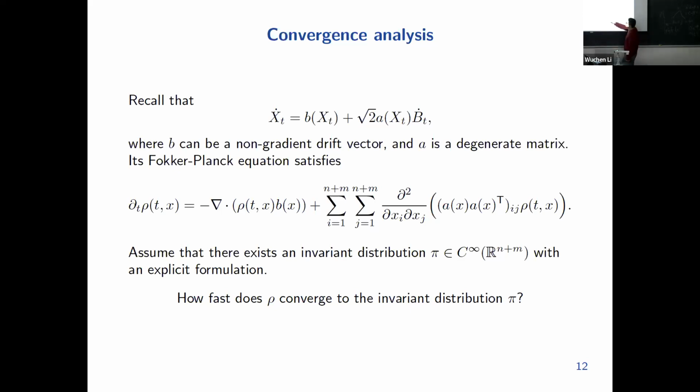Now assume that there exists some invariant distribution pi with an explicit formulation. My question is, how do you converge to the invariant distribution? Okay, what do I mean by this assumption? I have many examples in the literature. People have already created a lot of different stochastic differential equations. Later I will show you.